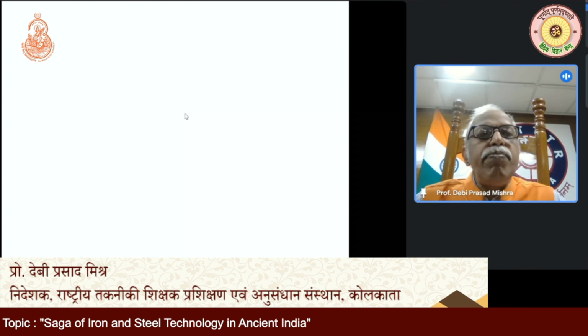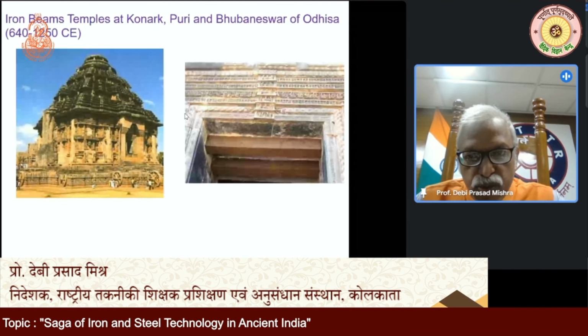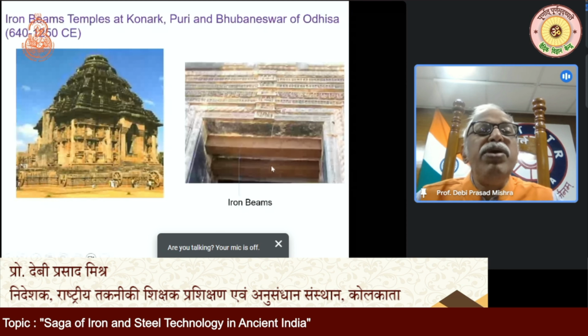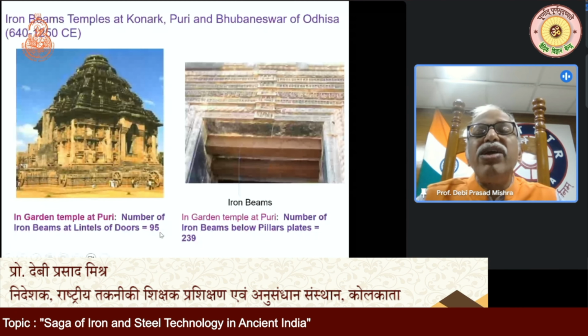And if you look at the Konark temple, which is the first structure in the entire world to use the iron beam, as I showed, this is the beam which I have shown here, the iron beam. It's not that only a few iron beams were used. In the Jagannath temple of Puri, the number of iron beams below the pillar plates is 239 and the lintels is 95. It's a huge number. That means the technology was available and they knew what the load was. If you look at the stone building, the load will be enormous, and how they took care of that and what design considerations they made is really a matter of wonder.